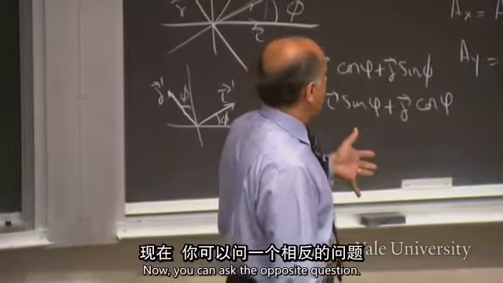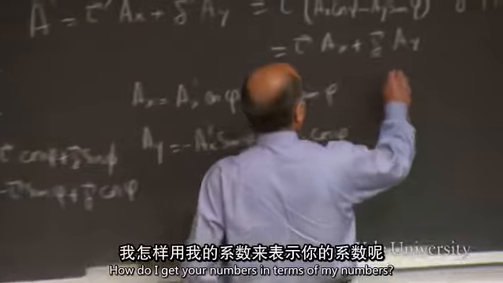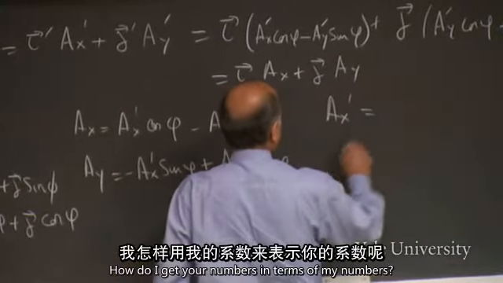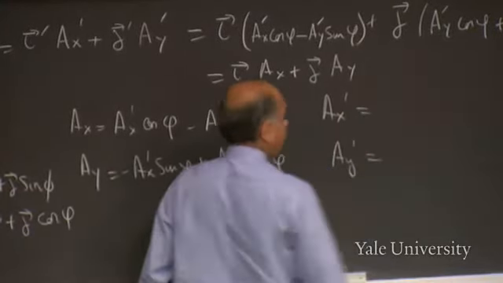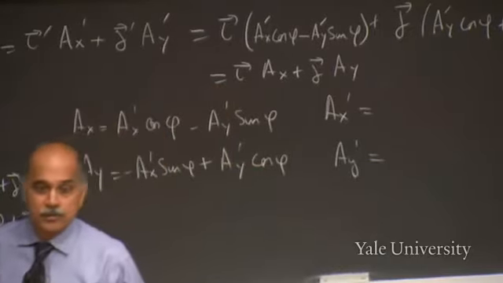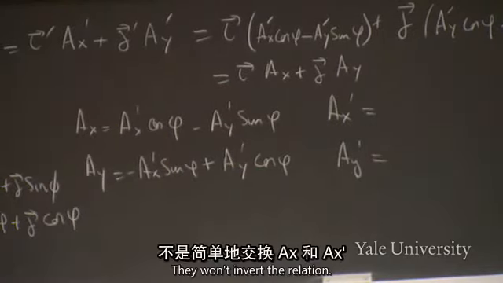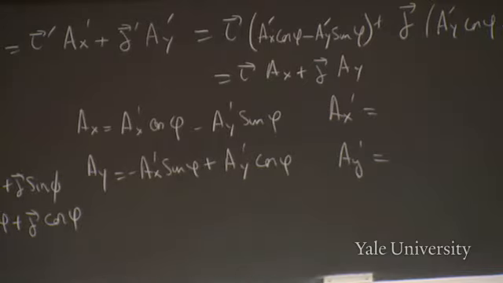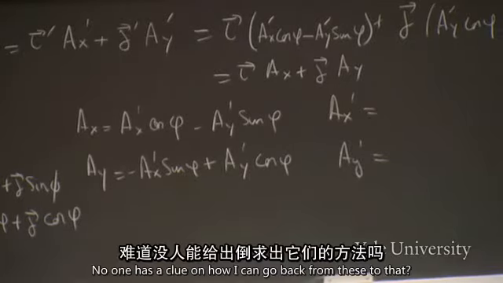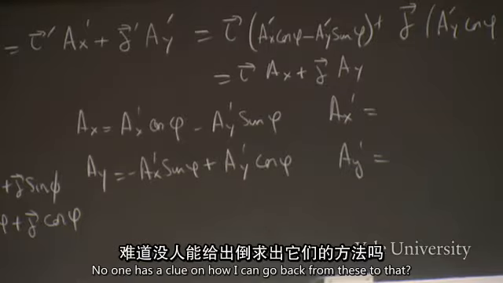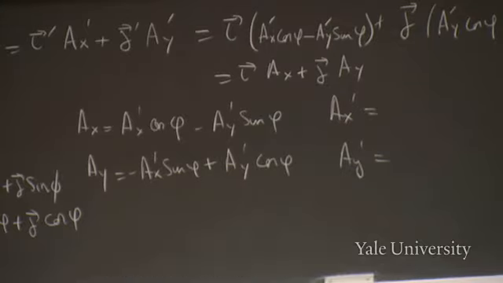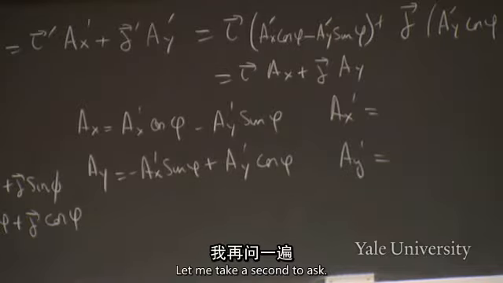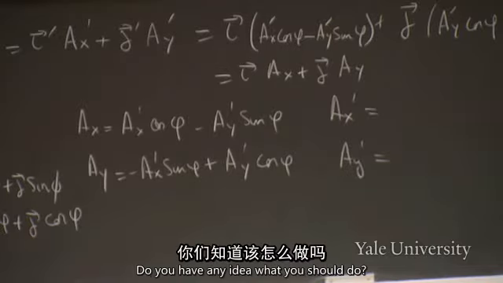Now you can ask the opposite question. How do I get your numbers in terms of my numbers? So what should I do if I want to invert the relation? Anybody have an idea what I should do now? No one has a clue on how I can go back from these to that? Let me take a second to ask. Do you have any idea what you should do?